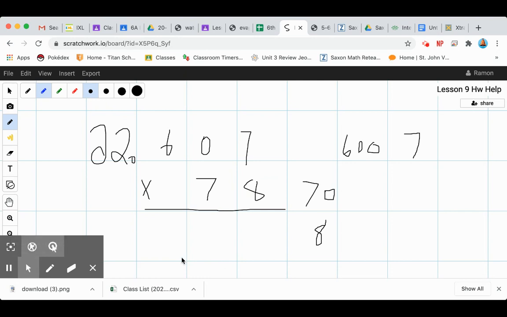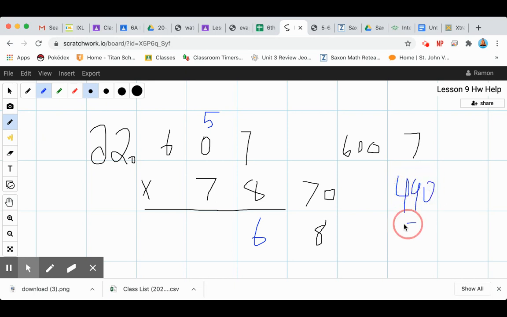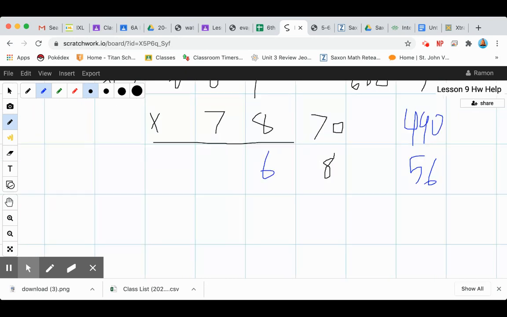For number 22, we have 607 times 78. And again, you can use the standard algorithm for this, or you can use the box method that we were shown, where you just multiply everything inside the box and then you find the sum of all 4 numbers.